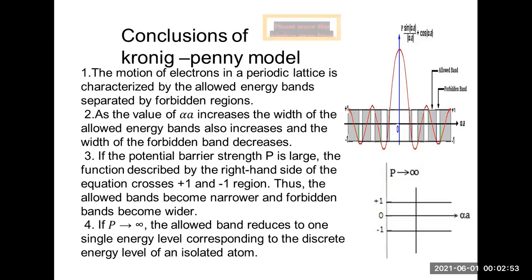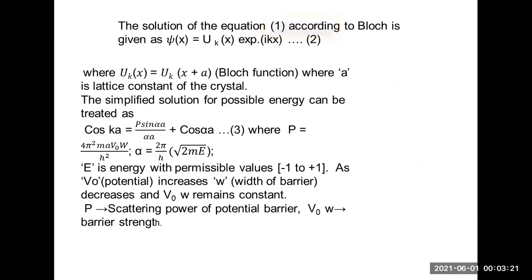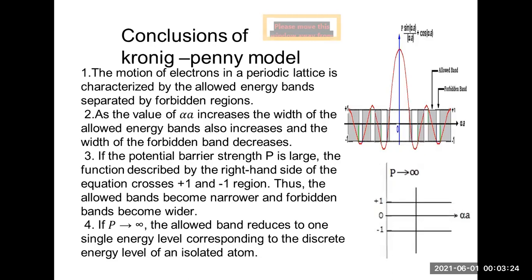Now what will happen when the potential barrier strength, that is P, is large? We just studied the potential barrier strength P. If P is large, then consider the function described on the right hand side of the equation, which is cos alpha a plus the other term. If the potential barrier strength P is large, then the function described by the right hand side of the equation definitely crosses the waveform.